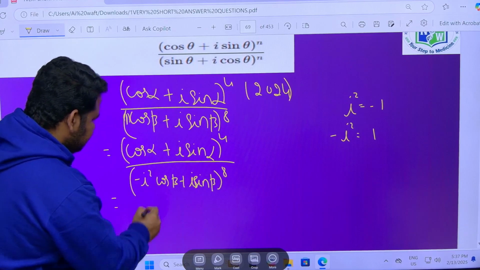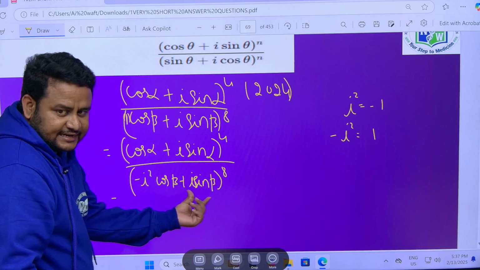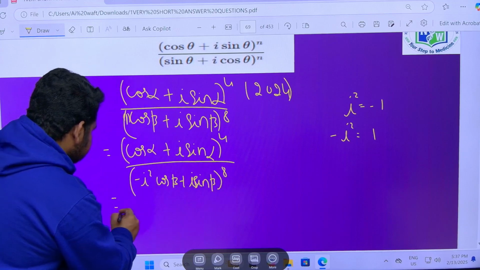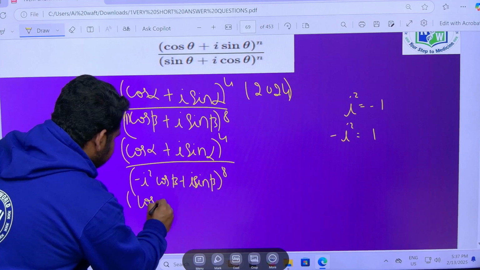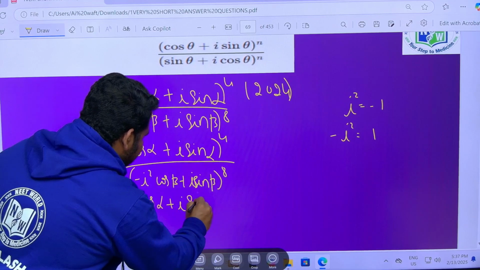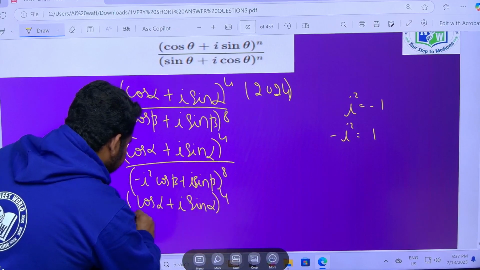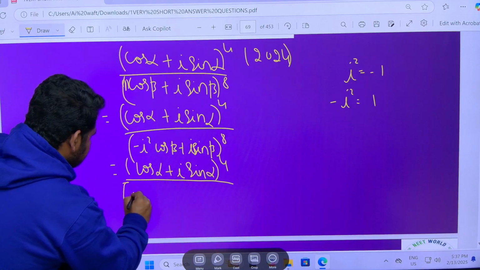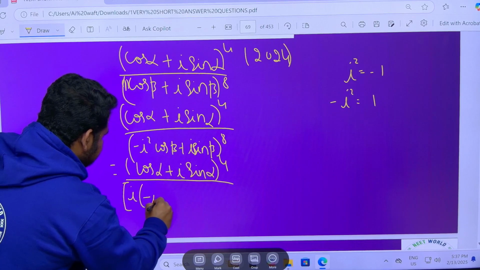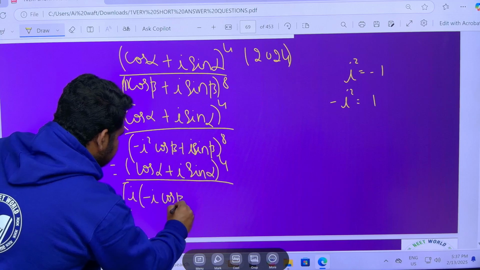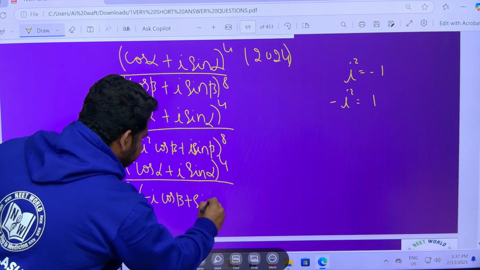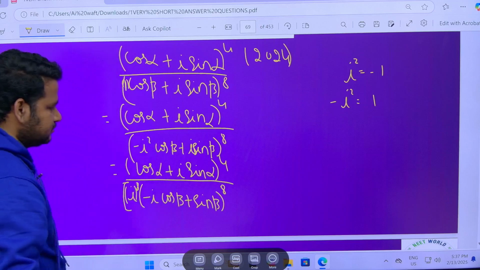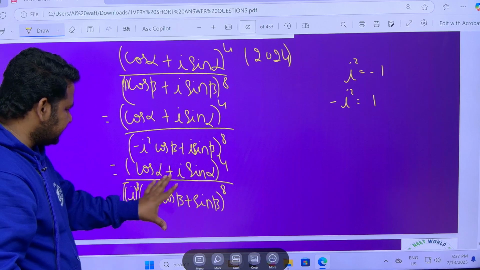Here i square is there, so I can take i common, but power of 8 is also there. You should be very careful with this. So I can write it as (cos alpha plus i sin alpha) to the power of 4 divided by, if I take i common, i into (minus i cos beta plus sin beta), this to the power of 8. Got it, friends? Is it clear till here? So I have taken i common here.